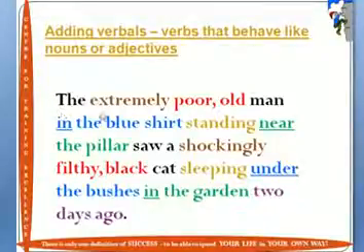The extremely poor old man in the blue shirt, standing near the pillar, saw a shockingly filthy black cat sleeping under the bushes in the garden 2 days ago.